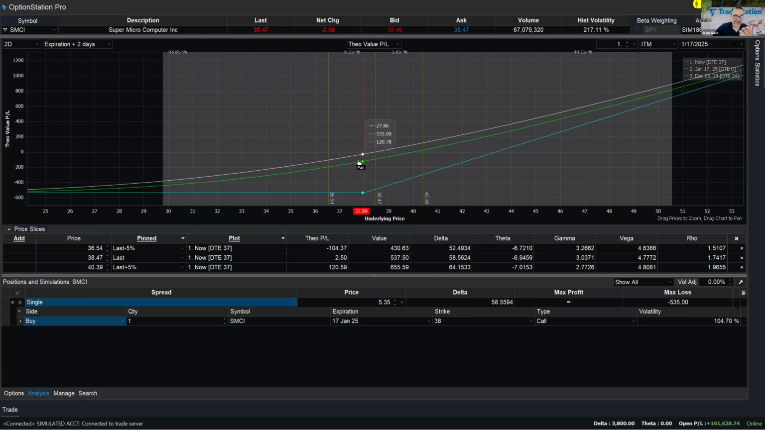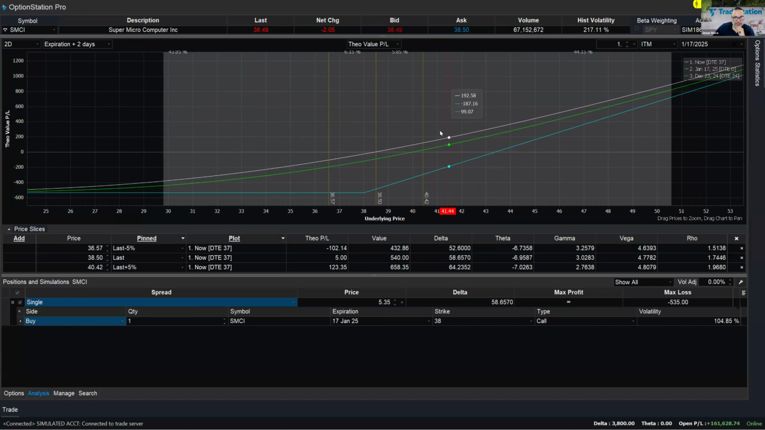The green line is somewhere in between. You can see that right now, the green line is set to December 23rd, and the white line is today. It says now. Days to expiration is 37. So in reality, if you look at the value right now, the price of Super Micro Computer does not need to go all the way up to 43 in order to be in the green.